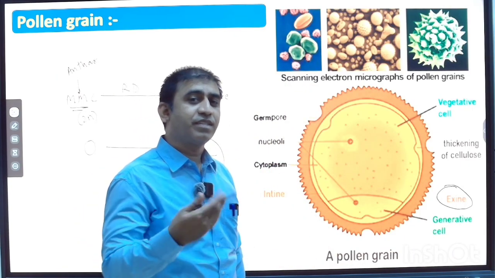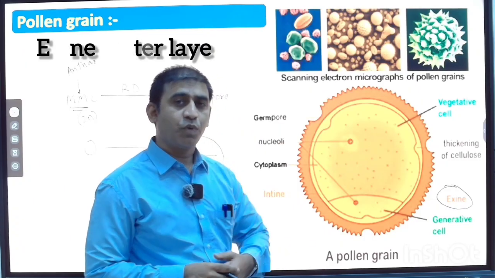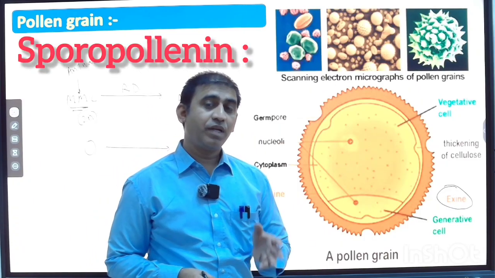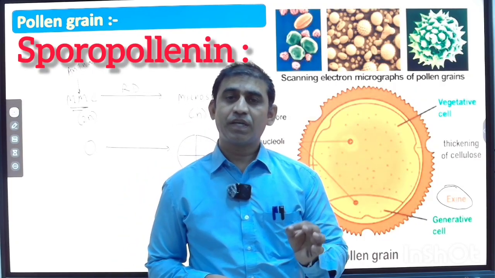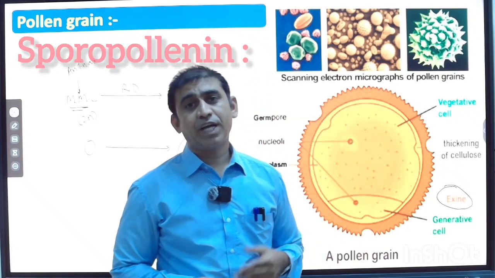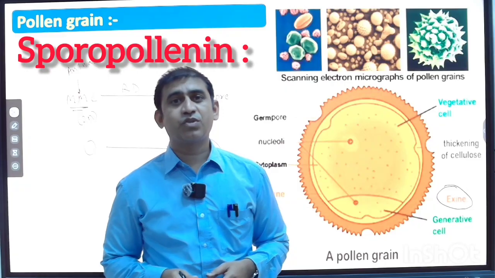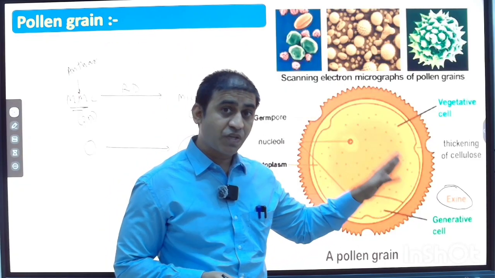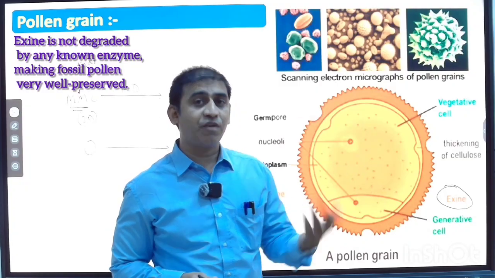Exine, EX, external, outer. So exine is the outer layer of this pollen grain, and it is made up of a chemical called sporopollenin. And in the biological world, sporopollenin is the most resistant chemical because it cannot be affected by the action of strong acid, alkali, or any enzyme discovered so far which can harm this exine. And because of this reason, the pollen grain can be found in the fossil form.